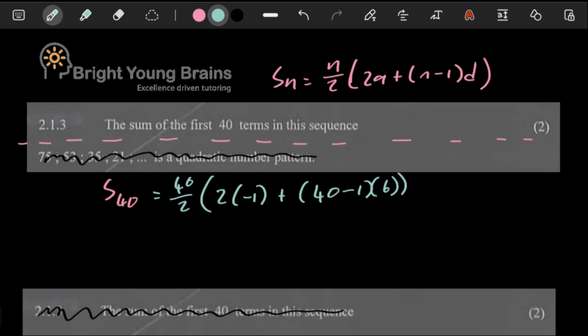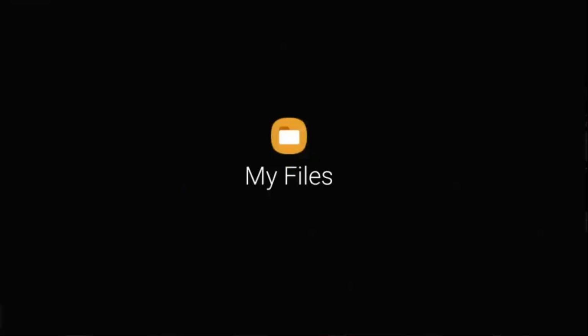You'll get humbled. But anyways, let's put everything in the calculator here and see what we can do. 2 times negative 1. And then we have the 40 there. Minus 1. Then we have the positive 6 there. 4,640. Okay, let's check the formula sheet.